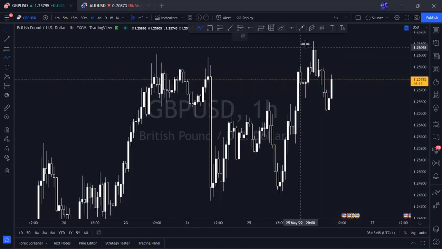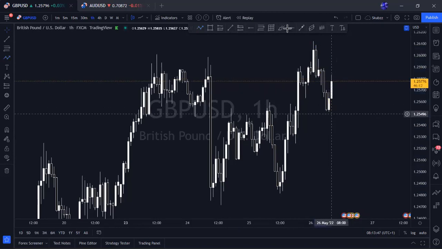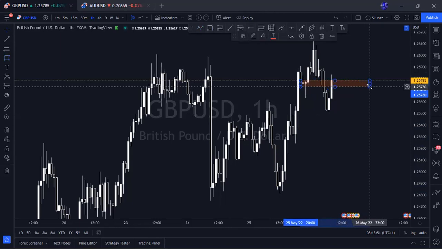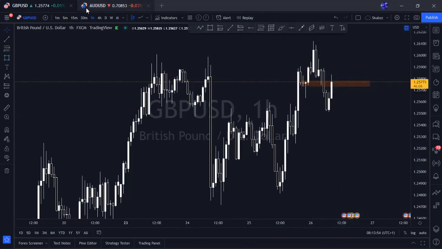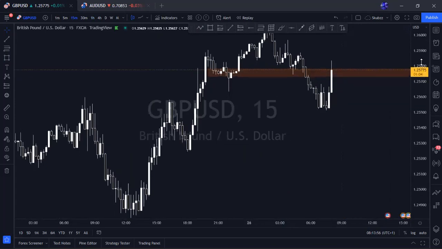And a retracement from where? This bearish impulsive move here that broke this higher low to the downside. So now let's go to our 15 minutes and see if we can see anything important.